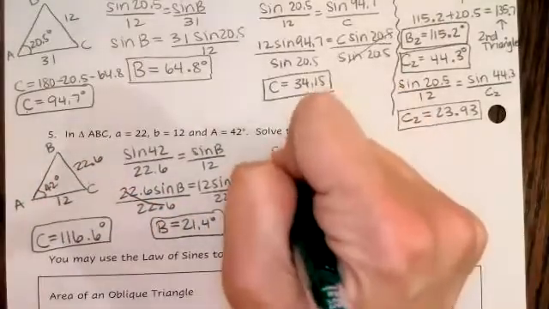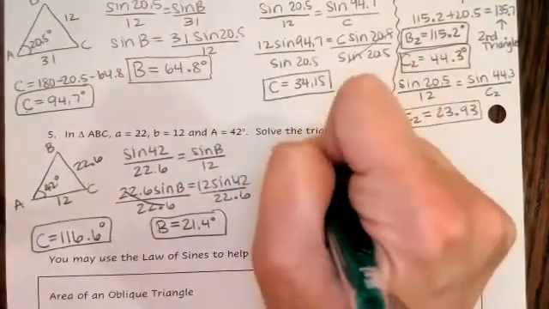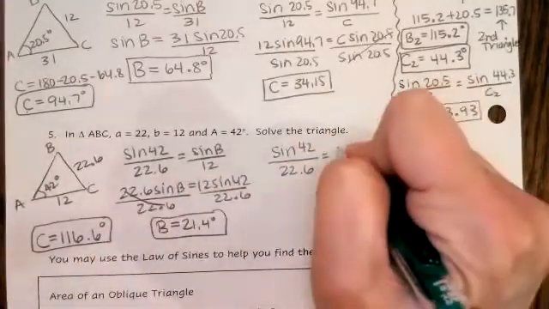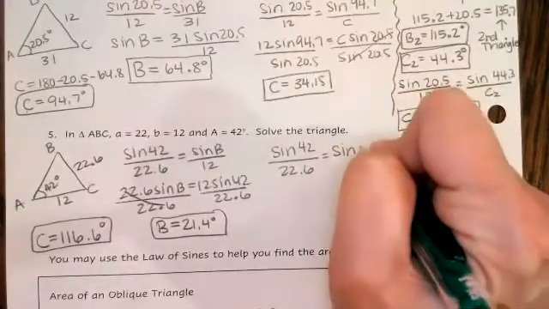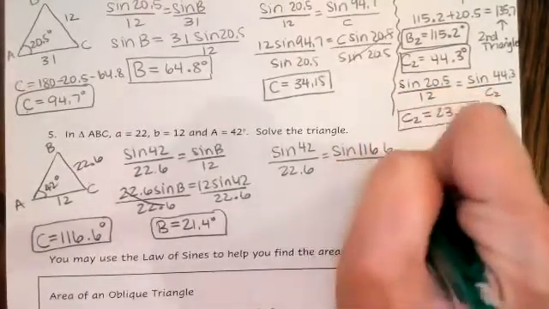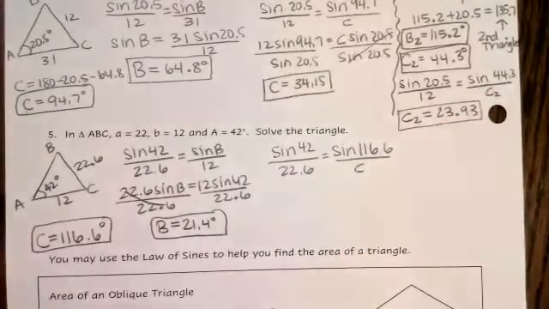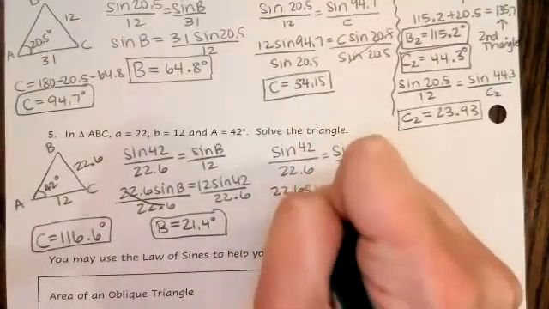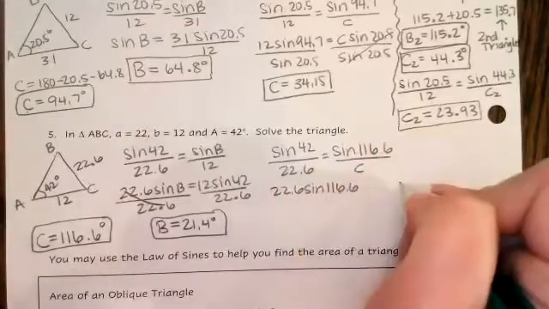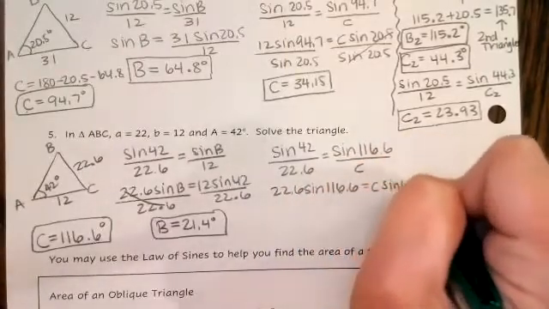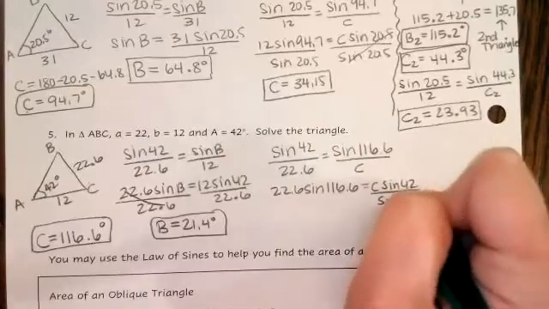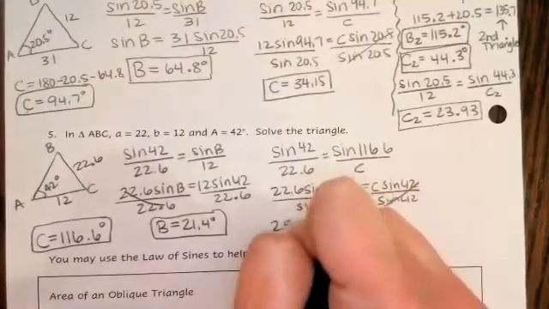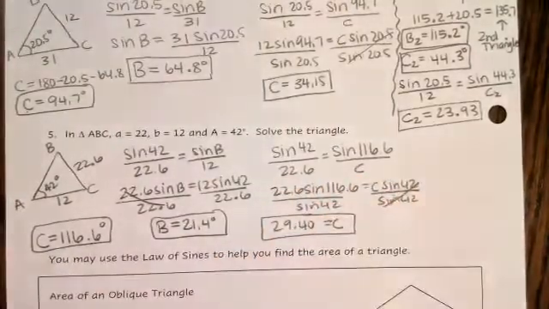To find my side C, I set up my law of sines again. I start with the one they gave us information on, because that one's already set up right there. And now that I have my angle C, I can set up my sine of 116.6 over side C. I cross multiply, and I divide. We get that side C is 29.4.